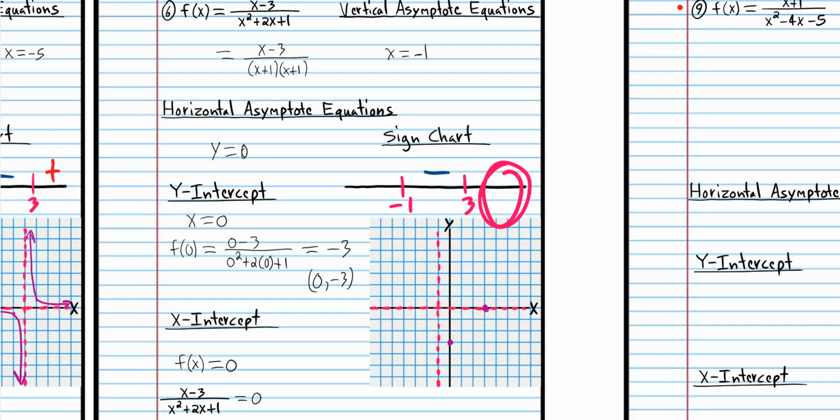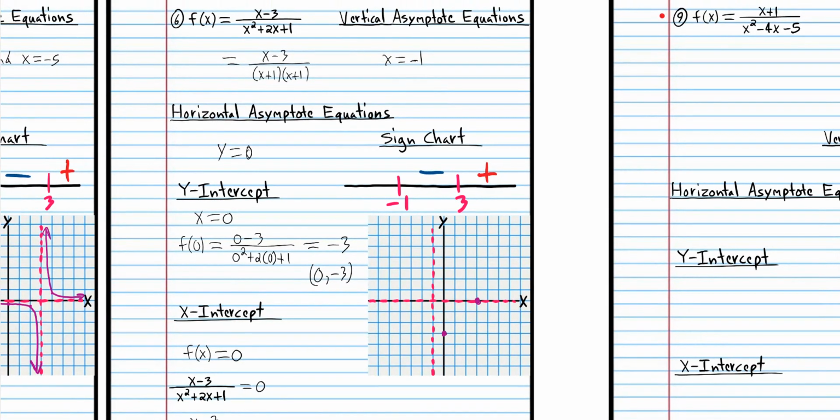Let's plug in 4. If we plug in 4, it looks like we get a positive number. So, by the way, the graph is above the x-axis there. And let's plug in -2. Let's plug in -2. And it looks like we get a negative number.